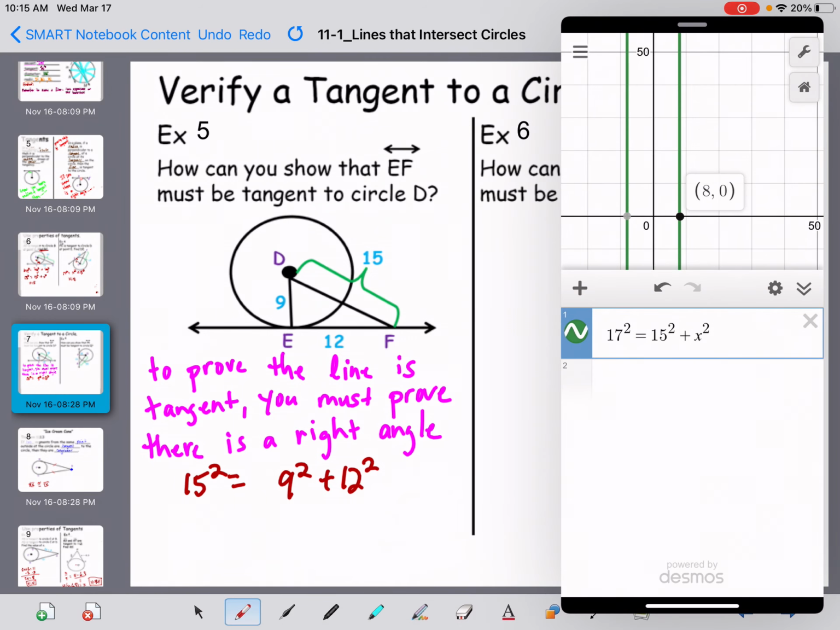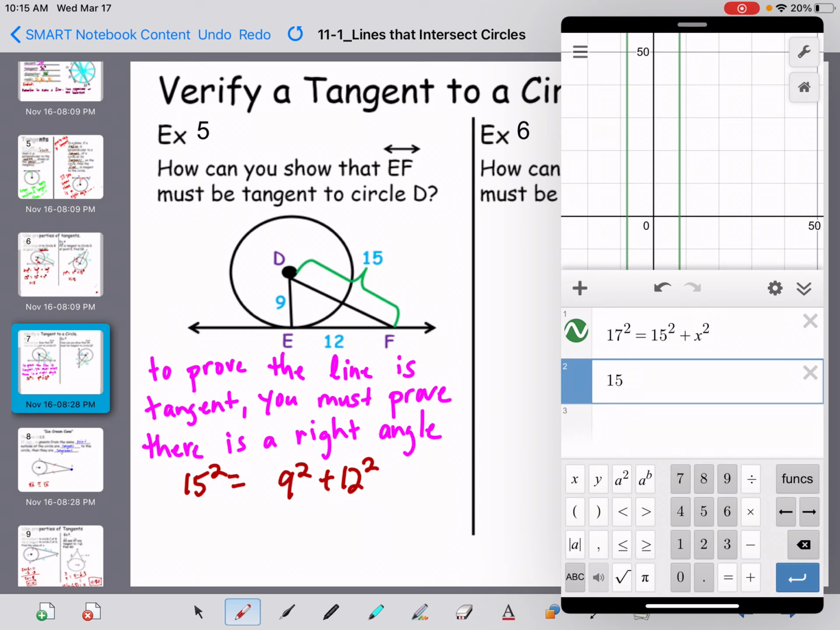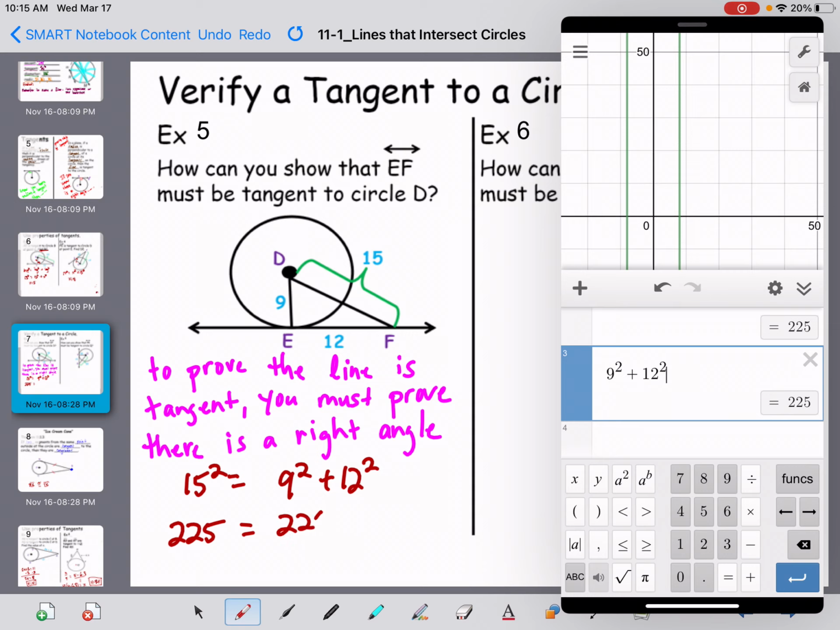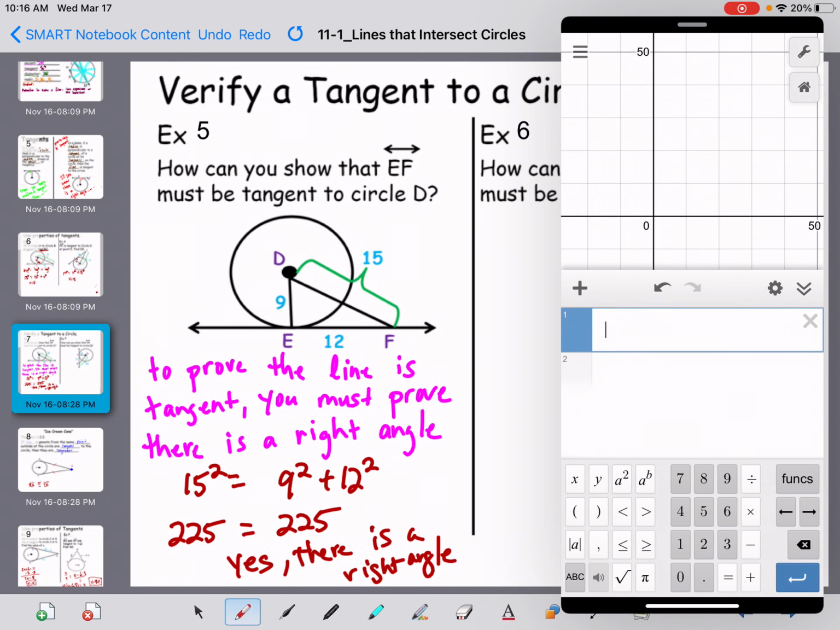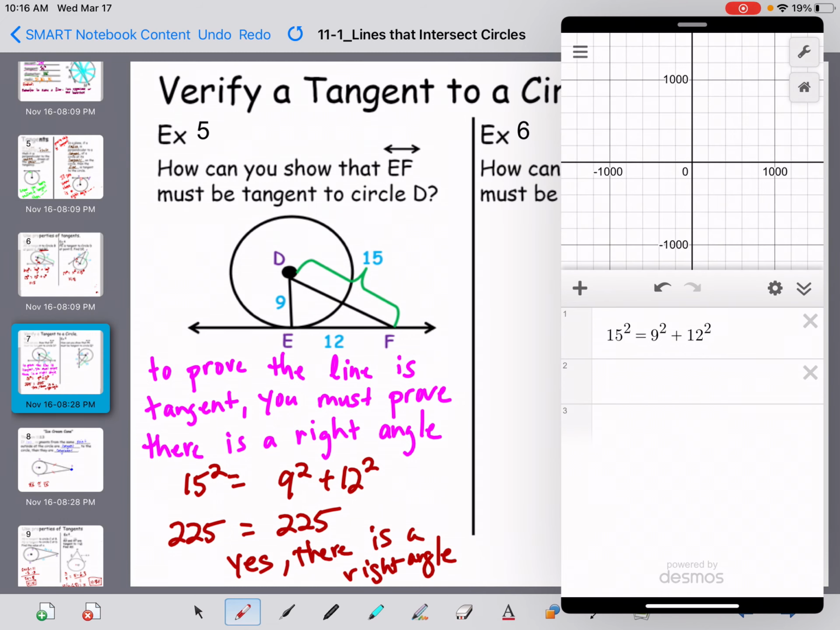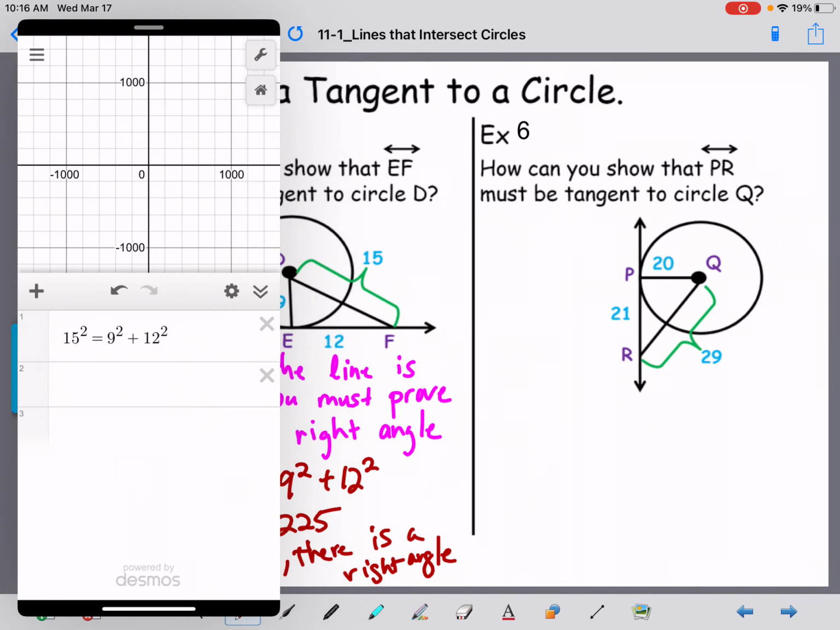Let's see what happens. You have to type this a little bit differently into the calculator. This is the one where you've got to type 15 squared by itself, because that's the c by itself, and you get 225. Then I type in 9 squared plus 12 squared and get 225. So yes, there is a right angle. If I tried to type that all on the same line, nothing is going to pop up because you don't have an x in your problem. So you've got to separate the two so you can see what's going on.